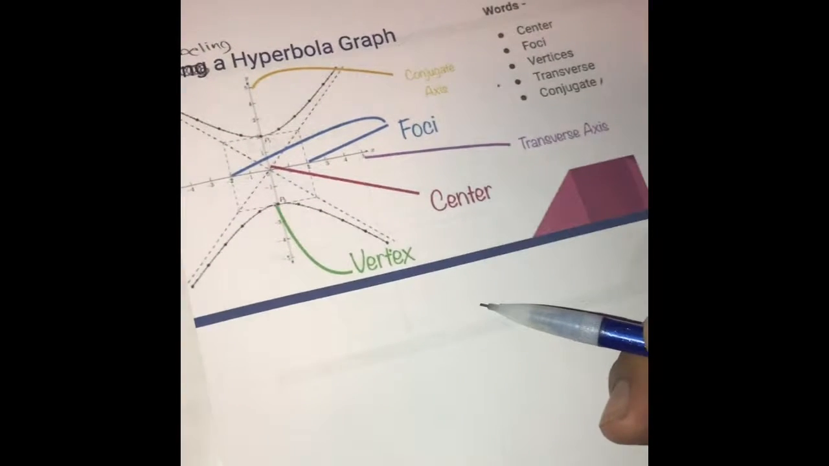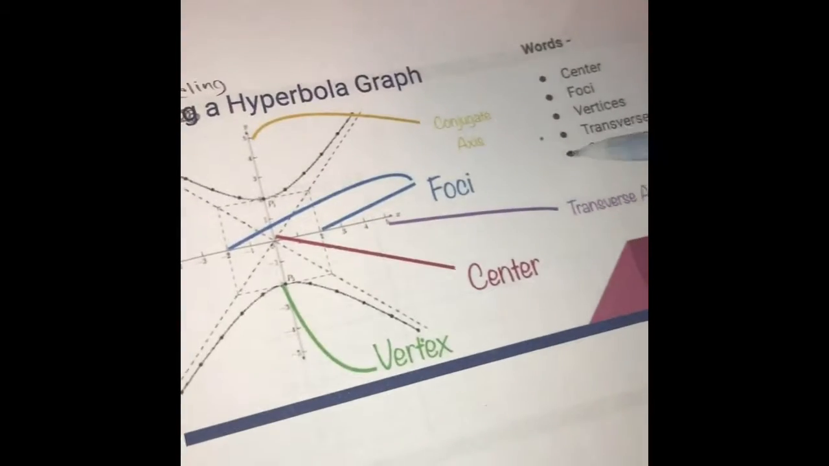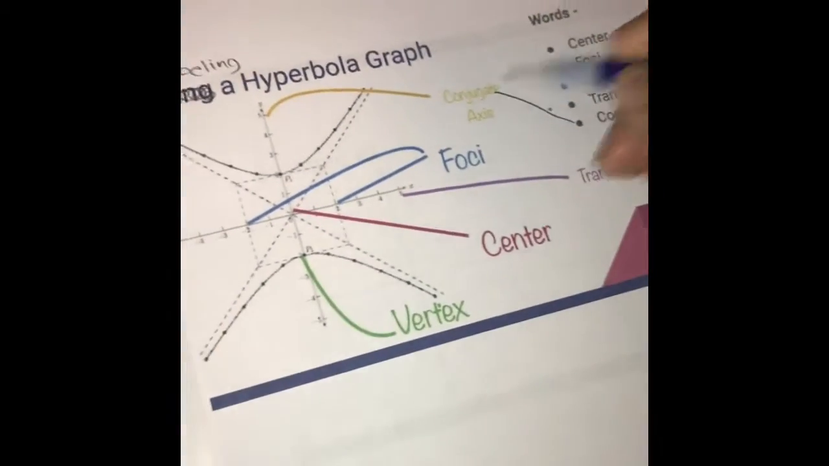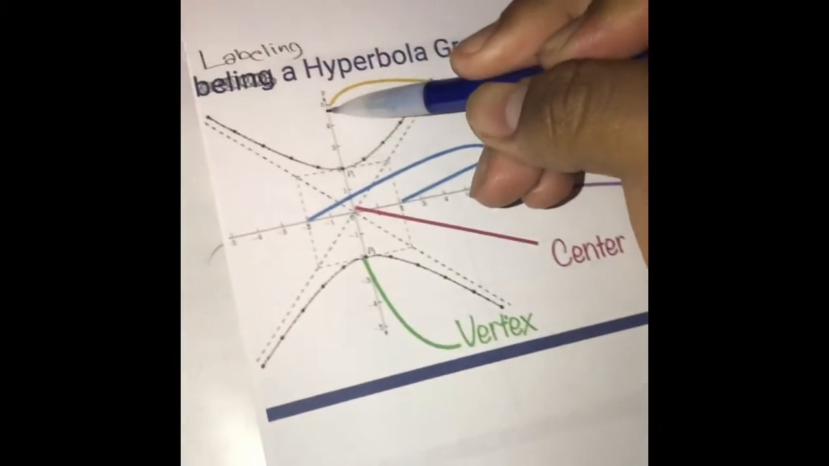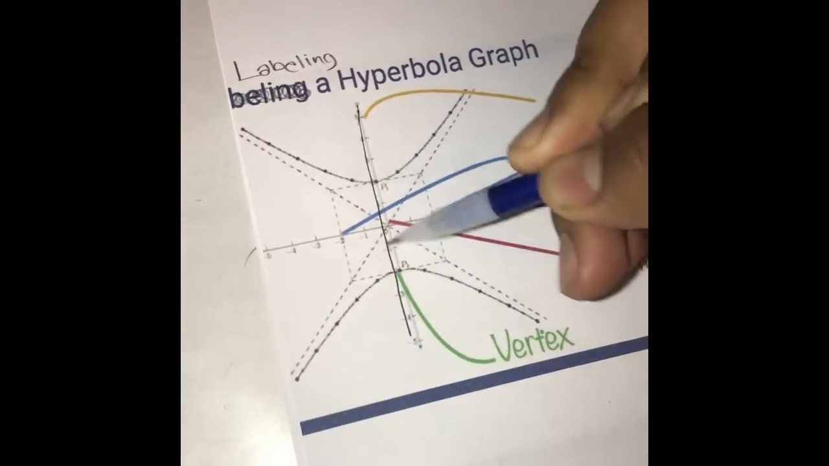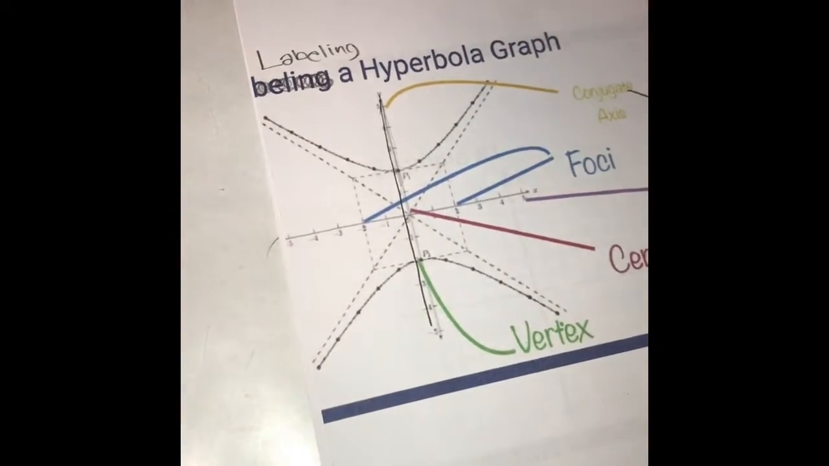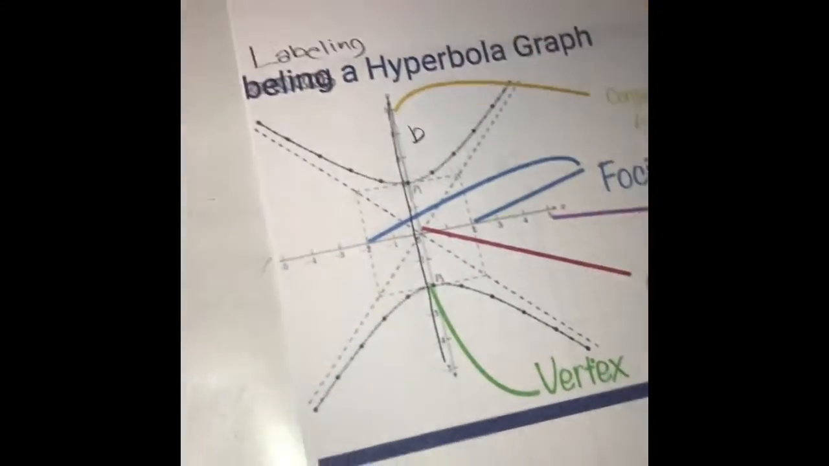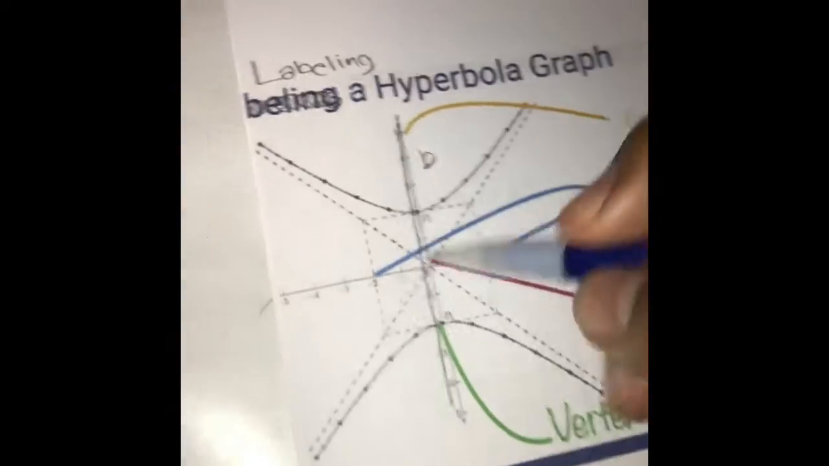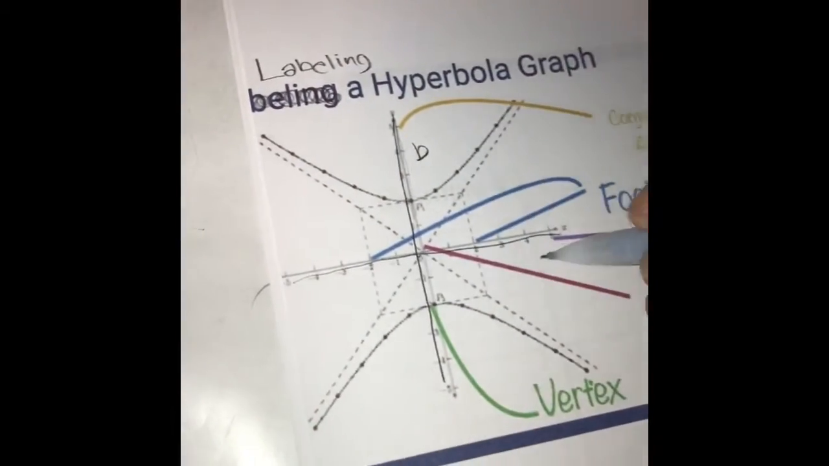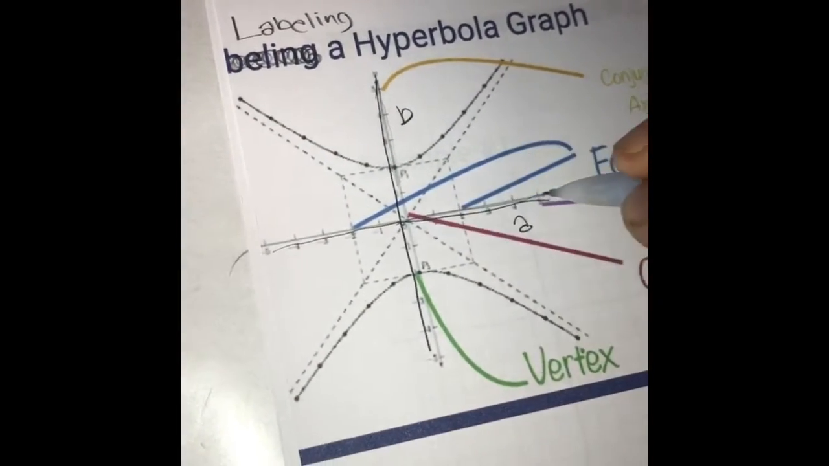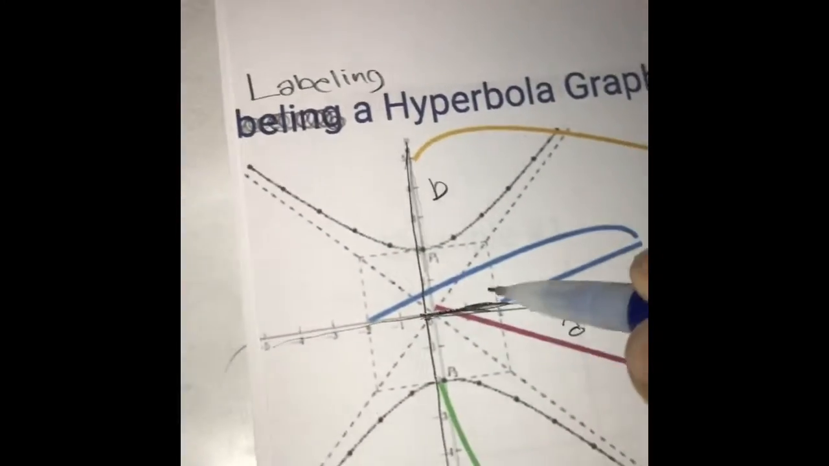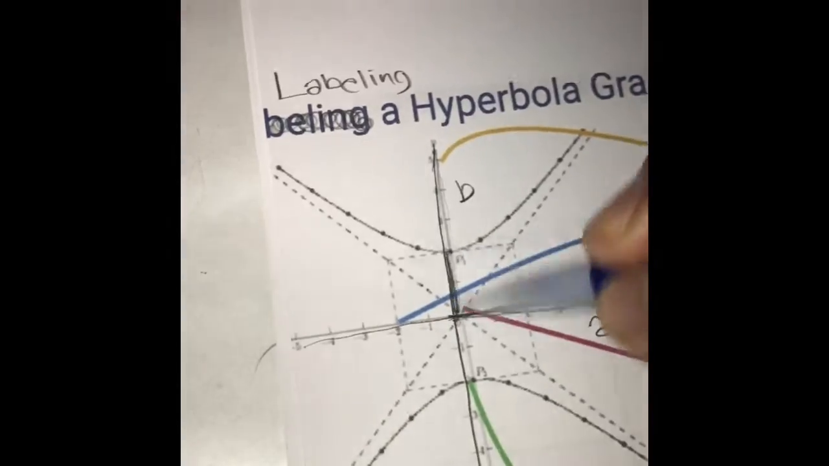And now to label a hyperbola. This is the conjugate axis, of course, this line segment right here. That's also known as B. The transverse axis, on the other hand, is known as A. Some line segment right there. This is known as A, and this is B.